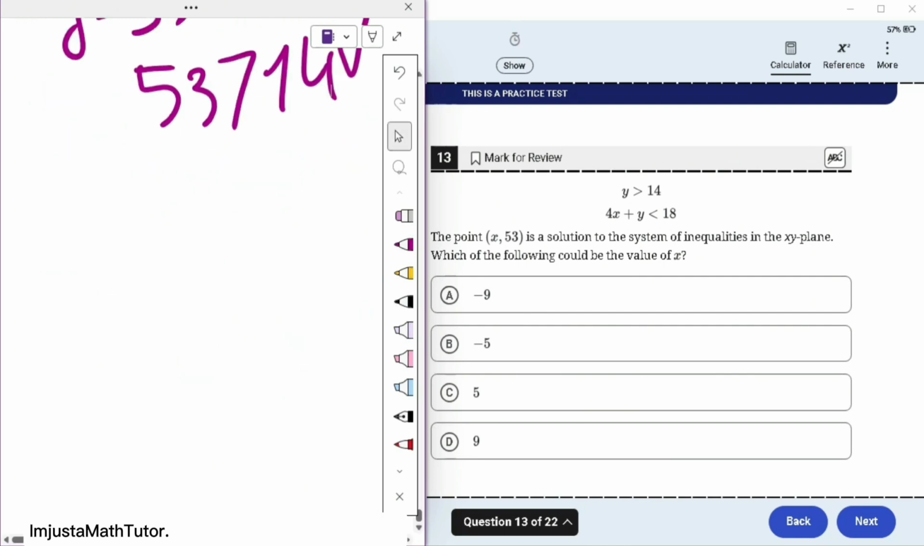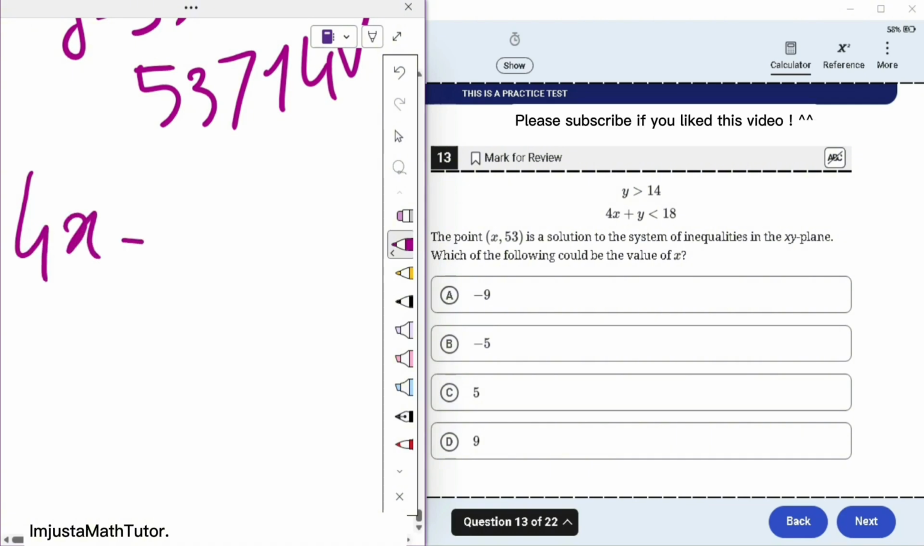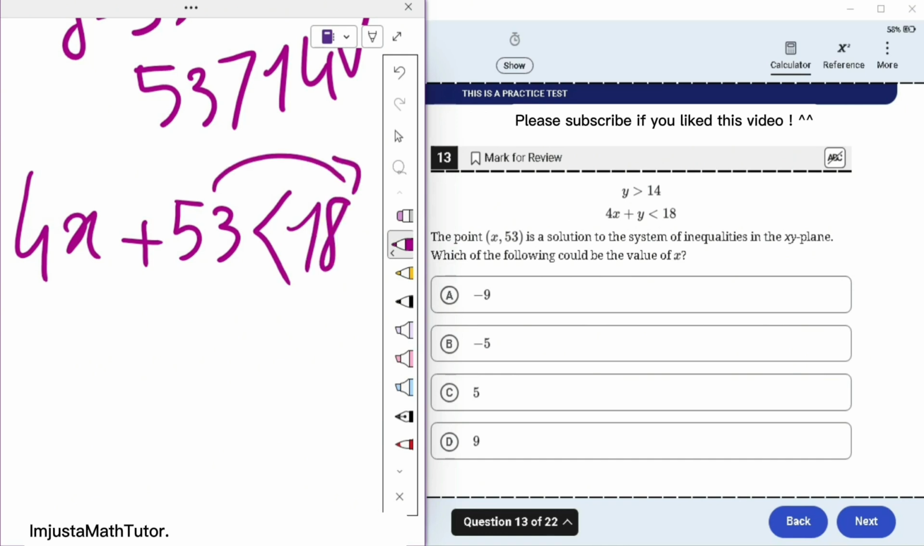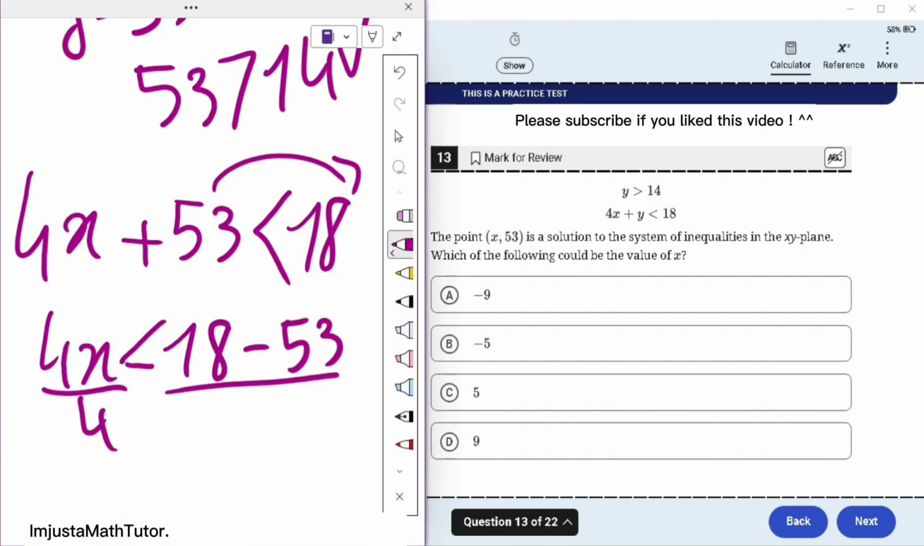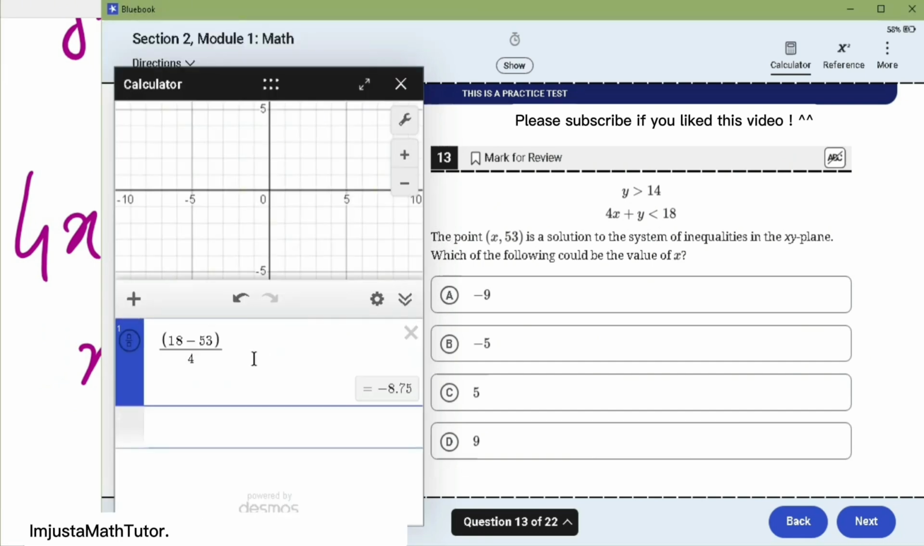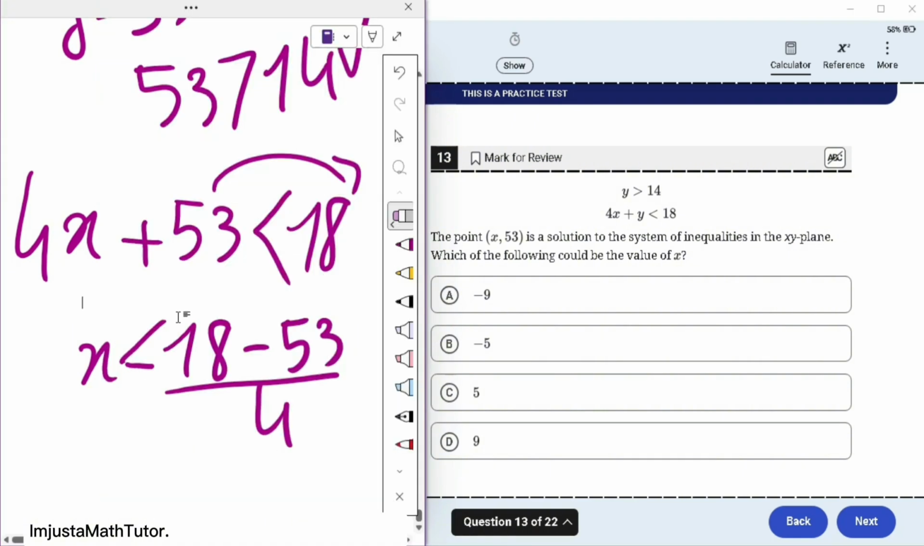Now let's plug it into our second equation, which is going to help us find the value of x. So 4x plus 53 is strictly less than 18. We take 53 to the other side, so minus 53, and we divide both sides by 4, which gives us this value. Let's plug it into our calculator. It gives us minus 8.75.